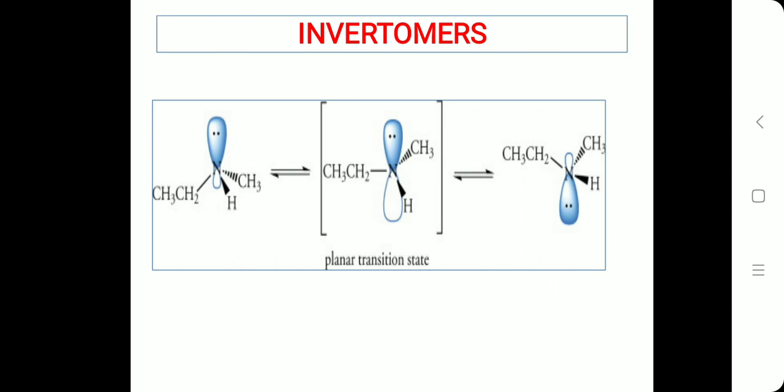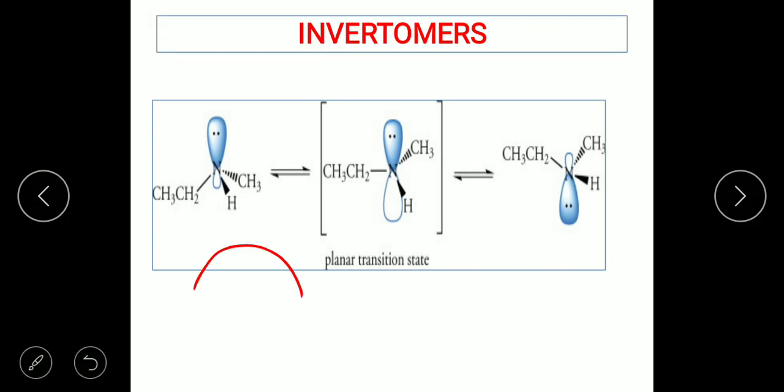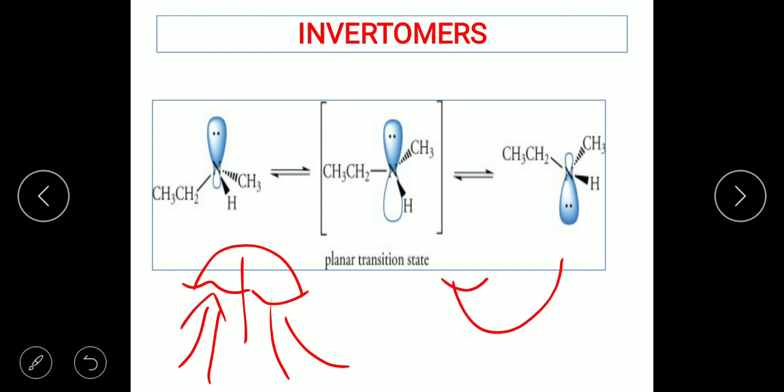So what happens when we use an umbrella? Umbrella is something like this, right? Just imagine that a wind is blowing in this direction, and then the umbrella turns outwards. This is just how invertomers also work, or this is how nitrogen with its lone pair possesses this extra type of enantiomers which are called invertomers.